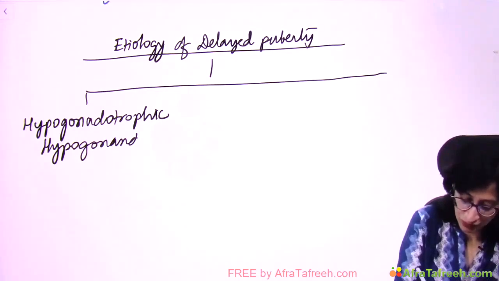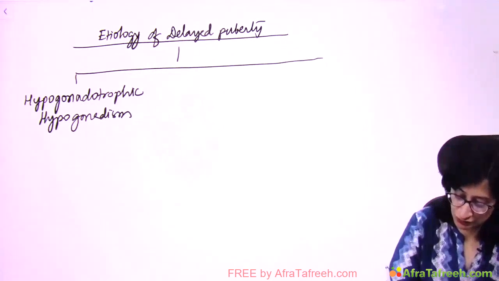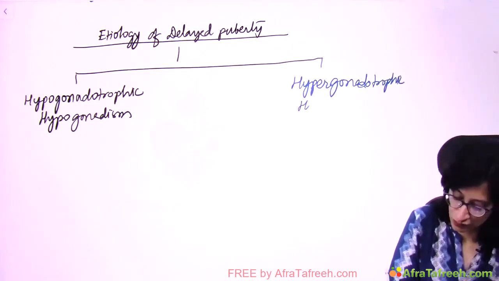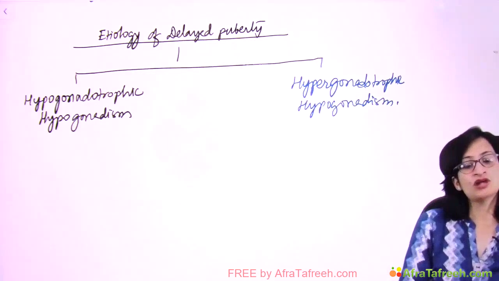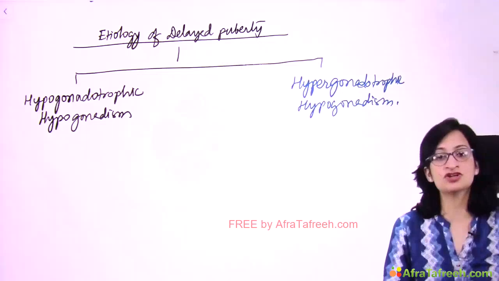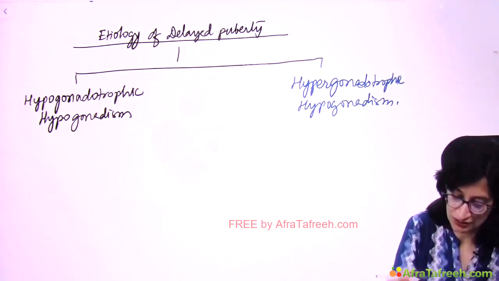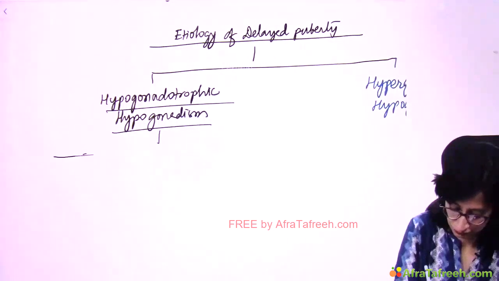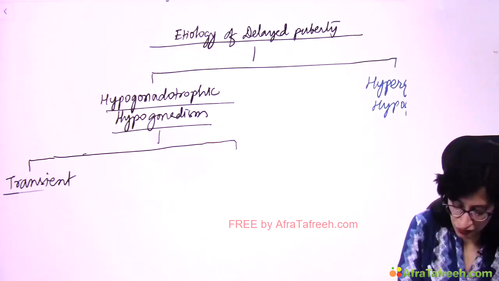Or it can be hypergonadotrophic hypogonadism. Now this hypogonadotrophic hypogonadism can be due to some transient conditions, or it can be some permanent causes.